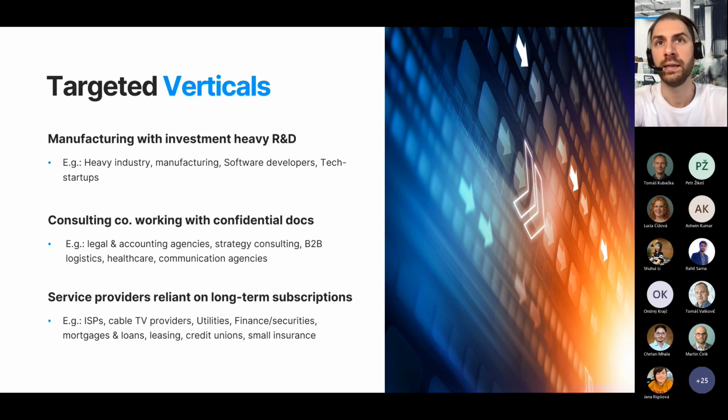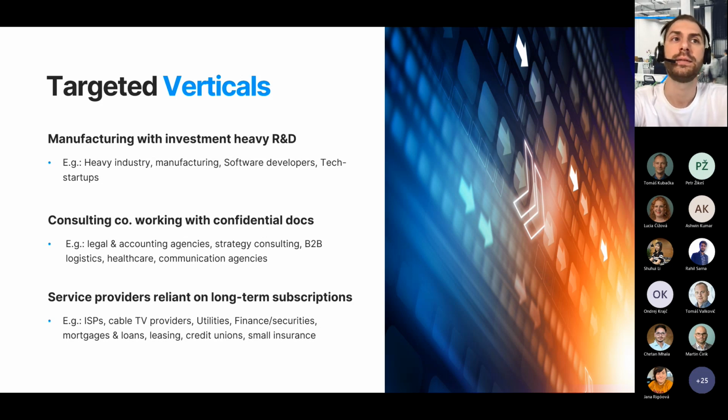From the targeted verticals, there are, let's say, 3 relevant areas that I would like to emphasize. So we recommend to target manufacturing companies, or in fact, all the companies with investment heavy research and development, those companies that are vitally dependent on their know-how. So it can be heavy industry, but all the manufacturing, even the software developers or the tech startups, those companies that could fear losing their know-how, their blueprint designs, because in that case they would lose their competitive advantage and in the end lose their business.